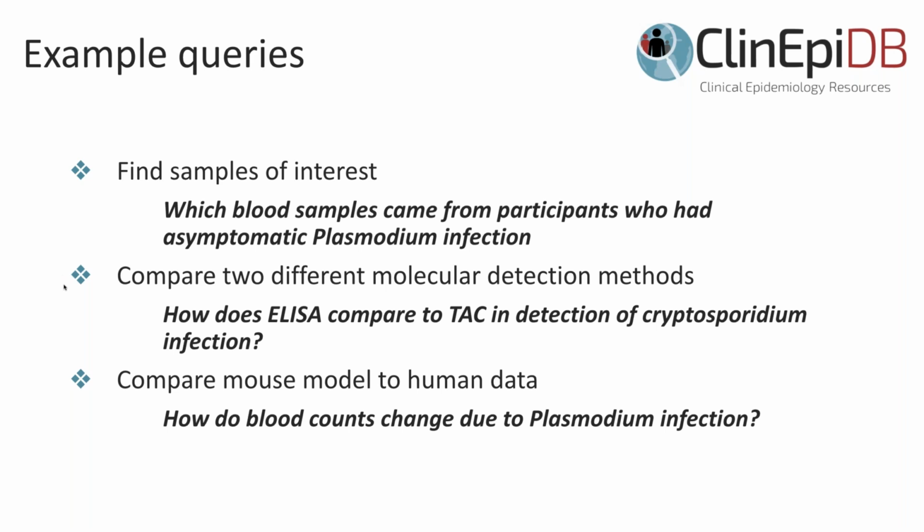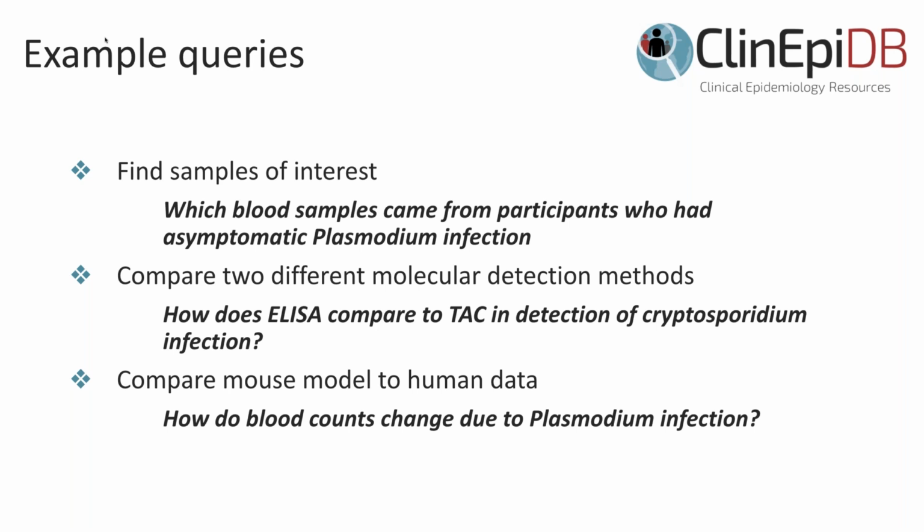Another question people might have is, we've got 2 different molecular detection methods for an organism of interest. How do those 2 different methods compare? So for that, we're going to use the MALED dataset, a study of enteric disease, and compare the ELISA results to the TAC results for cryptosporidium detection. And then the last example, if we have time for it, is going to be, you might be working on a mouse model and wanting to compare the phenotype you're seeing in your model to actual human data. So in that case, we're going to be using data from the Kanungu malaria cohort study and looking at how blood counts change due to Plasmodium infection.